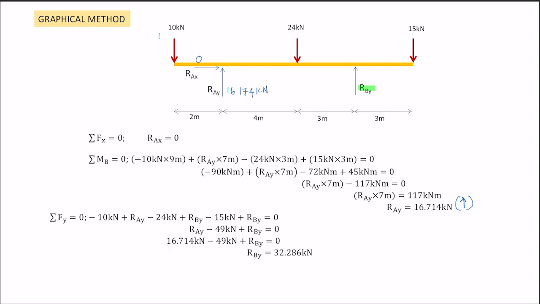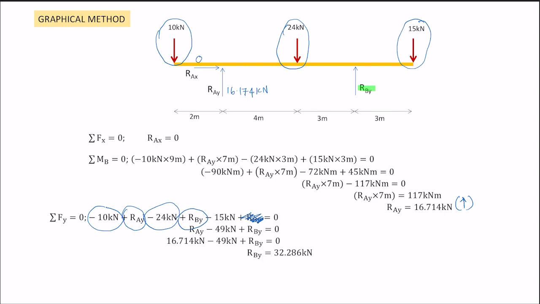First, I have force 10 kilonewton going down, therefore negative 10 kilonewton. We have RAY, which is 16.714. Tak apa, later kita akan replace. Then, we have the negative 24 kilonewton here going down. And we have RBY going up. Kita assume dia arah atas. And lastly, we have 15 kilonewton the loading going down, minus 15 kilonewton. Okay, ini typo. Padam ya. Equal to 0. We can solve this.